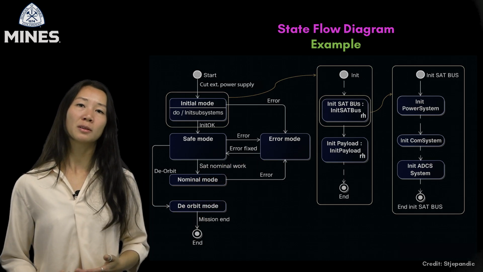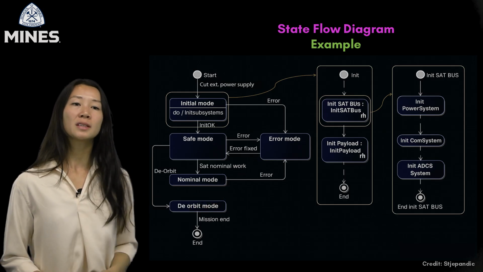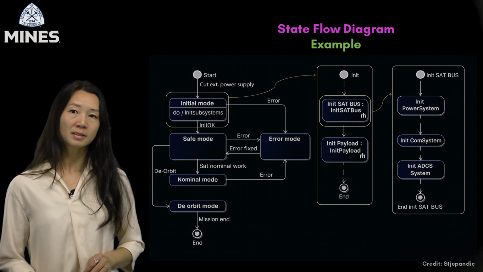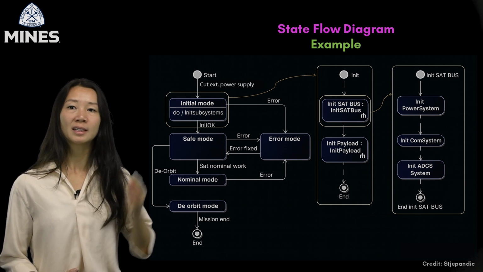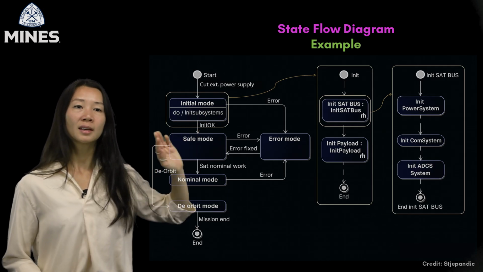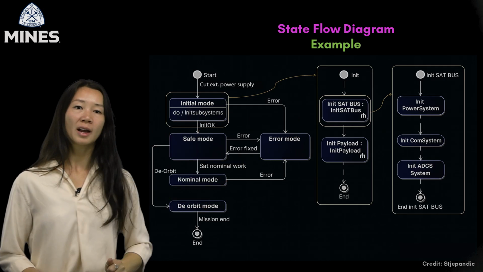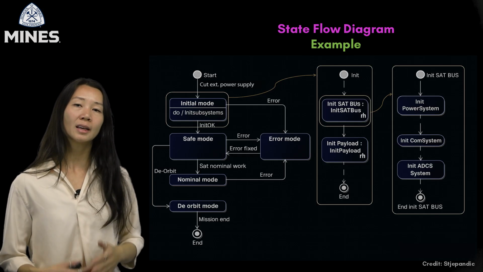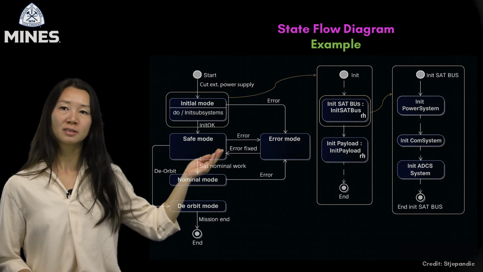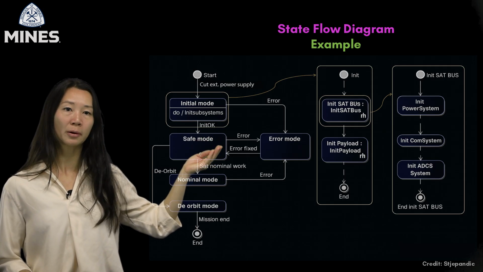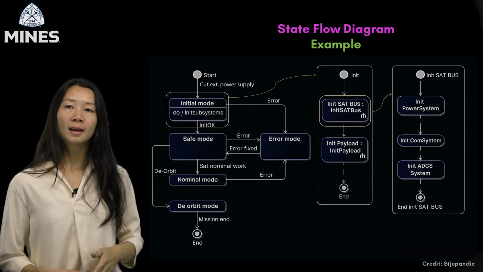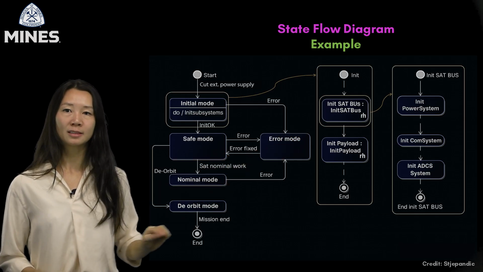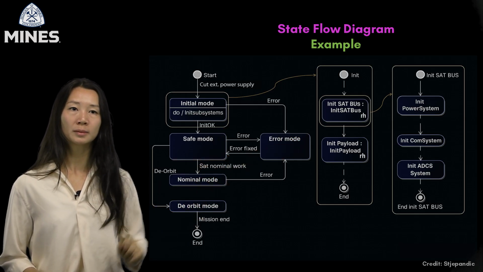To the right, you'll see some nested or expanded flows. This is what happens within those major blocks. For example, what's involved in initializing the satellite bus. Each of these could be its own flow diagram nested inside a higher level mode. What matters here is that each state has an entry condition. So the entry condition for safe mode is init OK, what triggers it, a set of actions, so what happens inside, and a clear exit condition, like error or set nominal work.